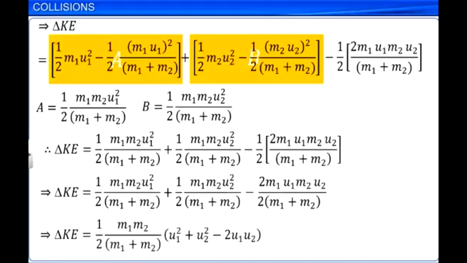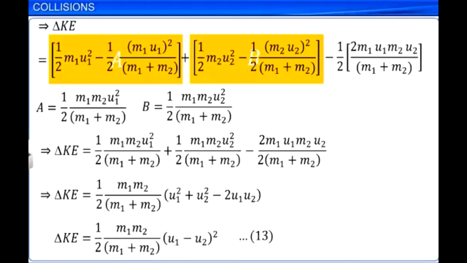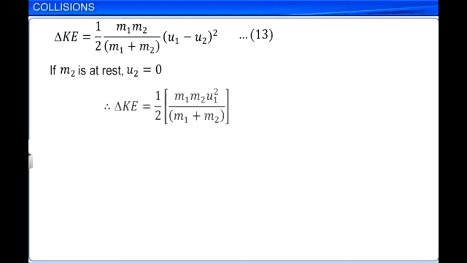It is half m1 m2 by (m1 plus m2) into the square of (u1 minus u2). Let this be equation 13. In case the second body of mass m2 is at rest before the collision, we have u2 is equal to 0, and then the loss in kinetic energy is equal to half m1 m2 u1 square by (m1 plus m2).